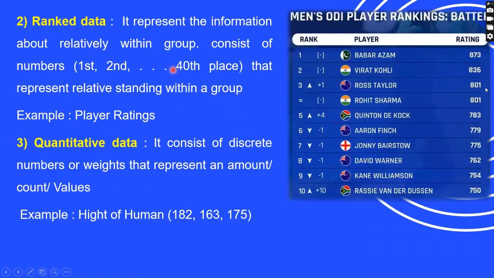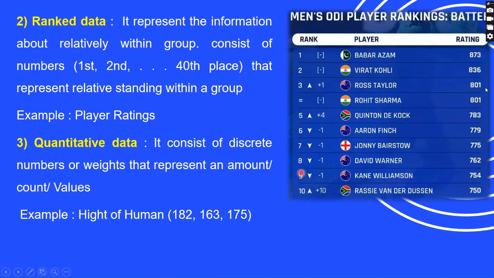The second one is ranked data. We know what ranking means. Ranking is not a number, it is a grade of a group of people. For example, we have 10 people on the right side with one-day player rankings. The rating will have different scores. But the ranked data will represent: the first one Babar Azam, second Virat Kohli, third Ross Taylor, and the third rank was shared by Rohit Sharma as well as Ross. So this is called ranked data.